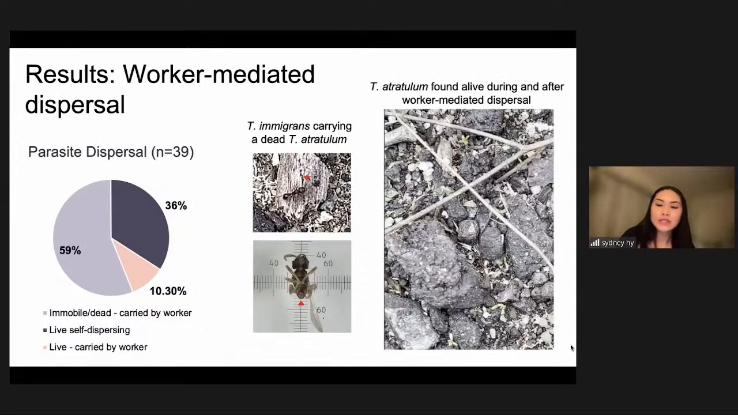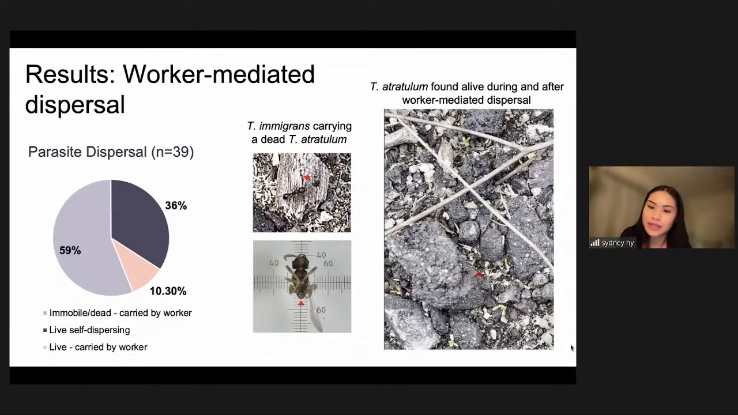Next, I have a short clip of a parasite being carried by a worker, but this time you can see that the parasite was picked up alive and dropped off alive. And the video goes by kind of fast, but the end where you can see her moving around is really where you want to pay attention.